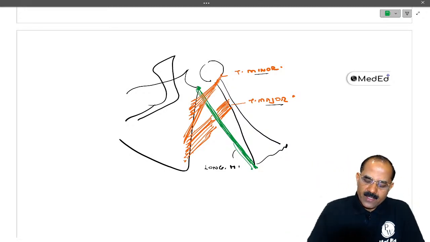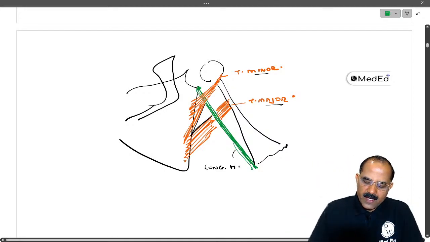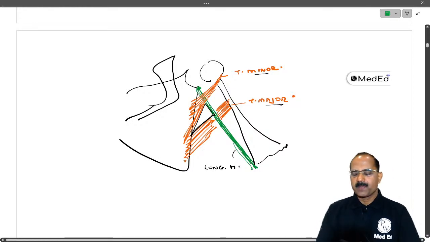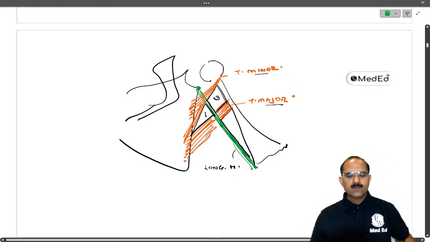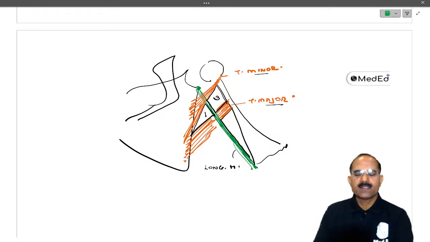Children, can anyone tell me what is this space? Come on children, what is this space number 1? What is this space number 2? And what is this space number 3? Any guesses? Number 1.